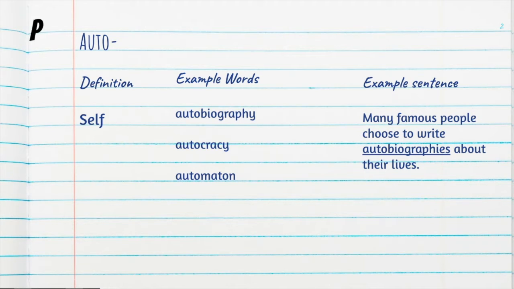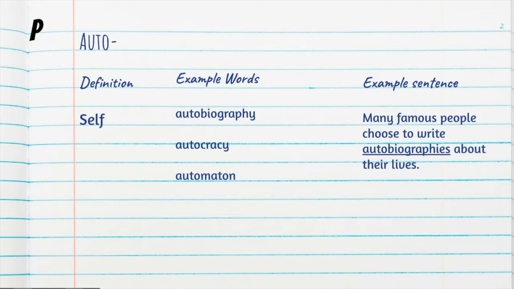An autocracy is a government where all of the power is held within basically one person, so kind of like a dictatorship. Again, the power belongs to that self, right? That one person. And then you have automaton, which is basically like a machine that operates as a person would. Kind of like if you've seen stories about those very realistic and very lifelike robots, that's an automaton. Again, it's a machine, but it has a sense of self.